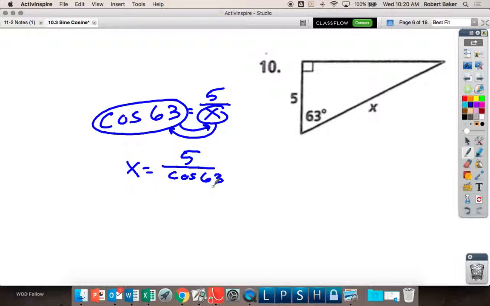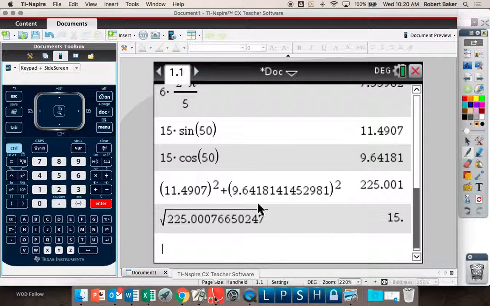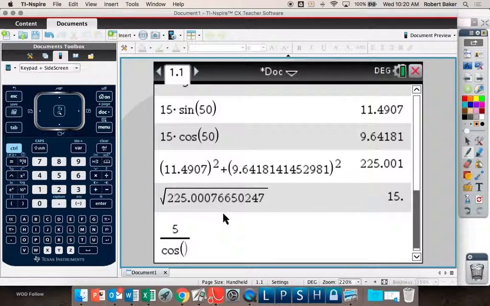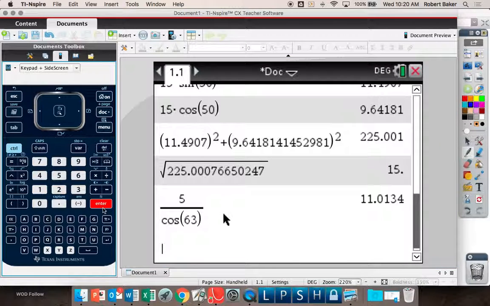So that's where I like to use the control divided by. 5 over cosine of 63 is 11.013.